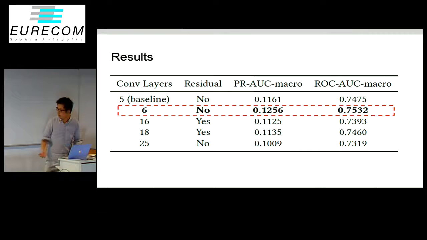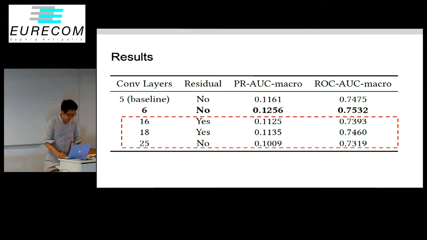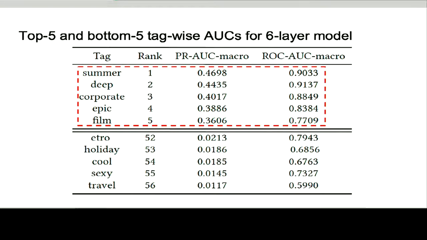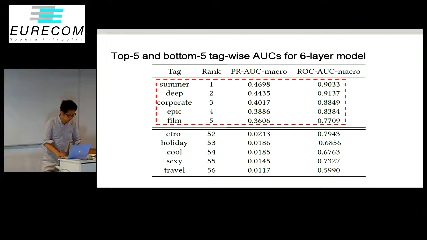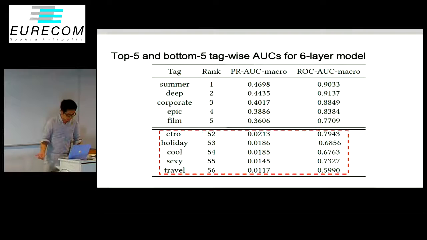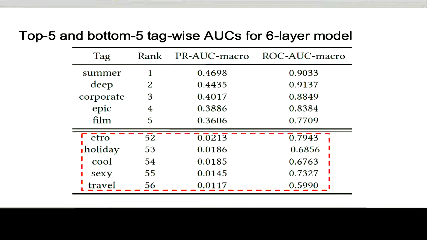Our 6-layer model achieved the best performance in our experiments, and deeper models didn't achieve better performance. And here are the top 5 and the bottom 5 results. I think they are very similar to the baseline approach, like subsummer and deep in the top 5, and sexy travel in the bottom 5.